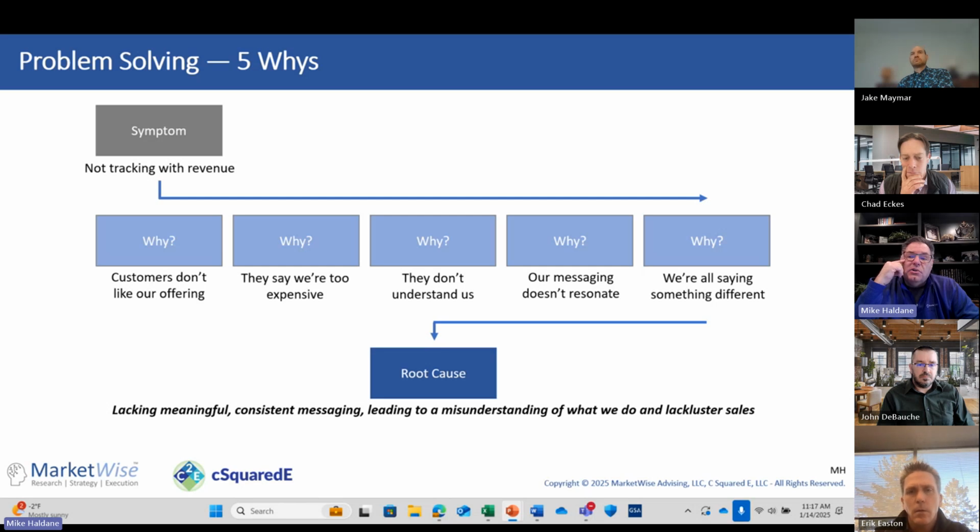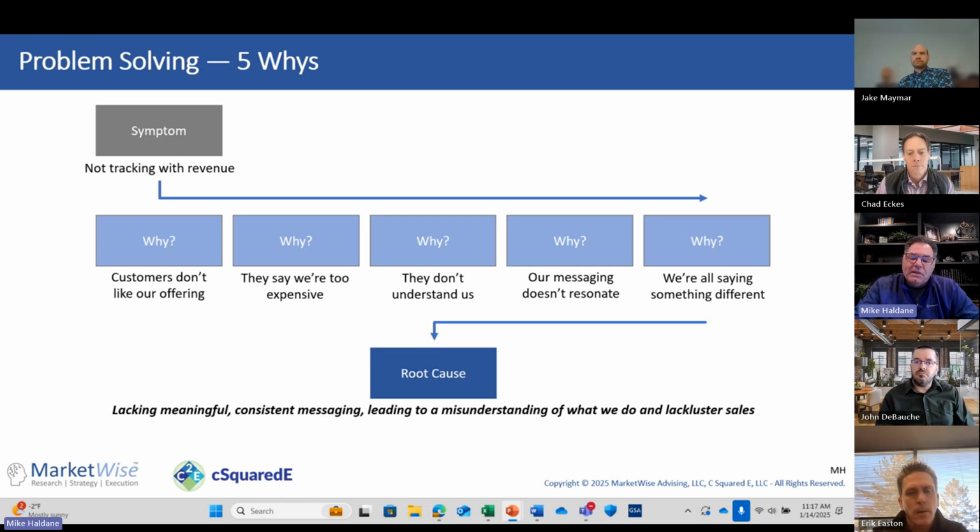So, to summarize what the root cause is based on that quick and simplified example, we would say that we're lacking meaningful, consistent messaging, which is leading to a misunderstanding of what we do, and therefore lackluster sales. So that root cause is what we would want to brainstorm an action plan around. And we'll talk about that in the form of an exercise as well.